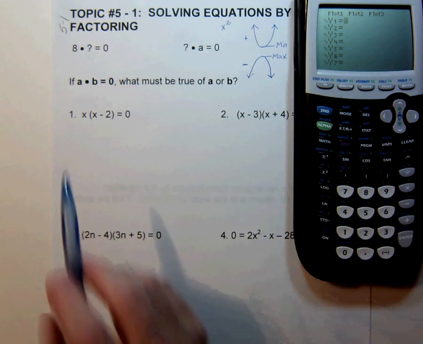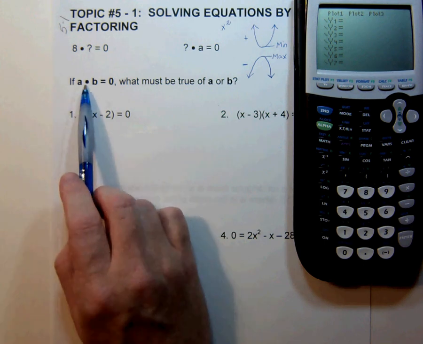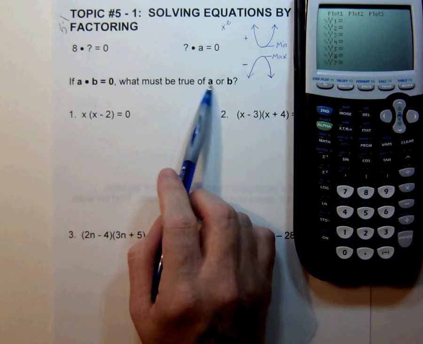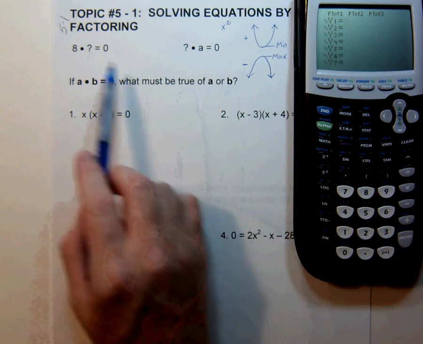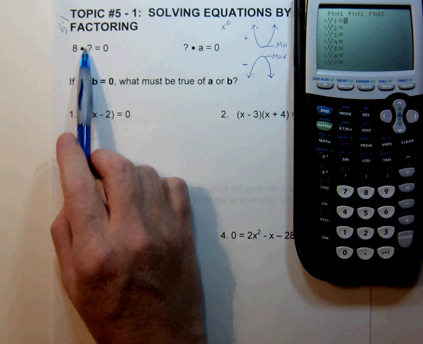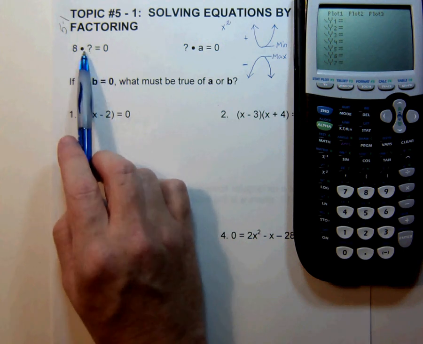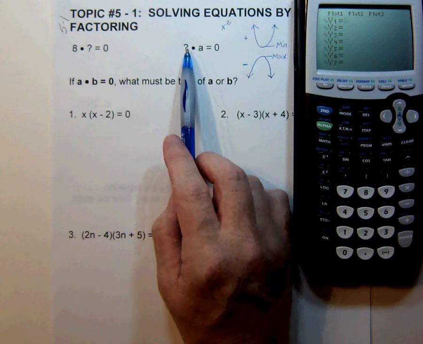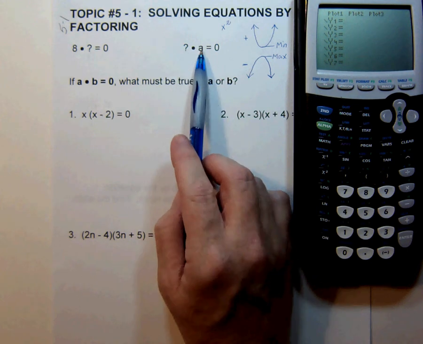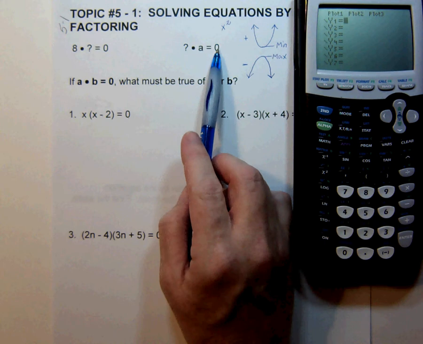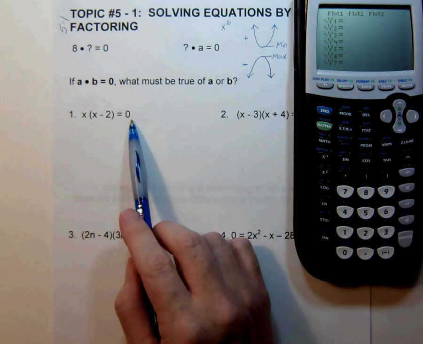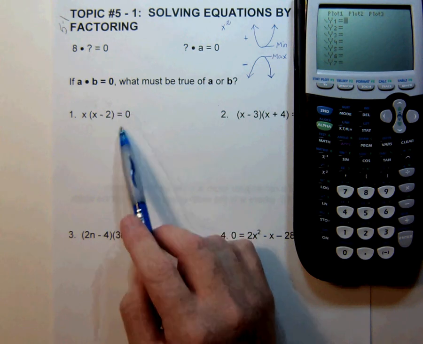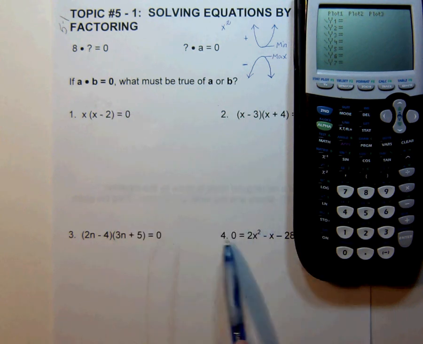So you've got to remember that if a times b is equal to 0, what must be true of a or b? Well, one of them would have to be 0. Whatever you multiply by would have to get to 0. Same thing here. Whatever number is there, you would multiply it by 0 to get 0. In quadratics, a big common mistake is students don't set them equal to 0. This particular page, all of them are equal to 0.